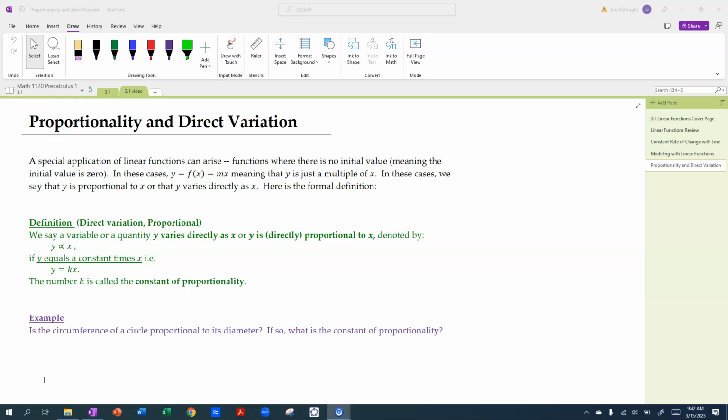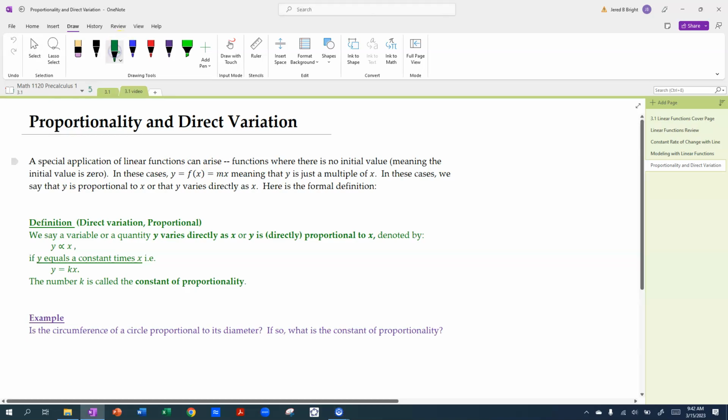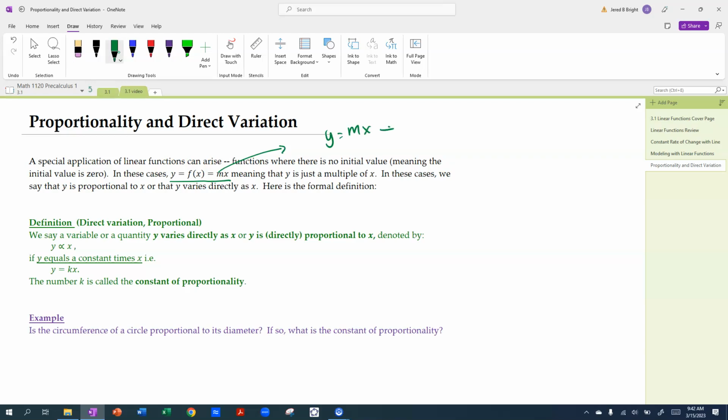In these cases, quite literally, we just get that y is equal to mx, which is just saying that to get y, we take a multiple of x and we're done. And so when that happens, y is actually proportional to x. You could rearrange this: if y equals mx, you could say that y over x is this constant m. That's another way of saying that.